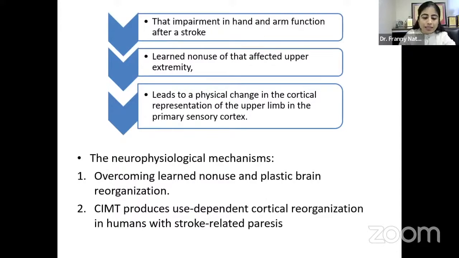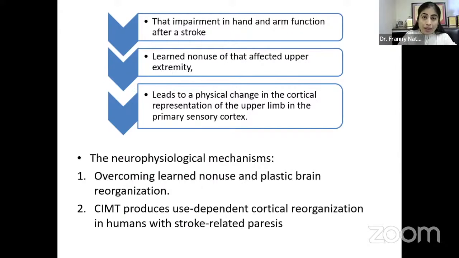Now, what is basically the mechanism of CIMT? How does it actually work? If we look at what happens after stroke, there is impairment of the affected hand, and the patient learns to not use the affected upper extremity and rather compensates using the non-affected extremity to complete the task. This learned non-use of the affected extremity actually produces cortical remapping.